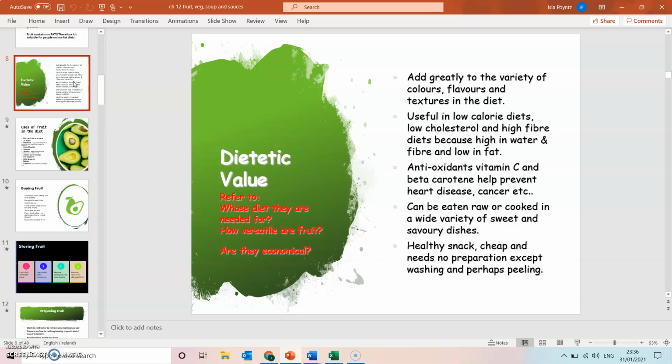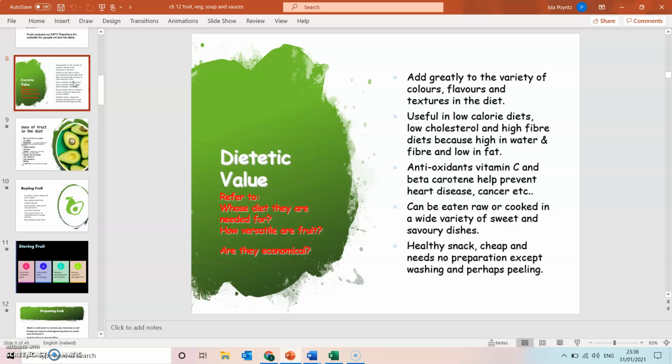So they add a great variety to the diet in terms of colour and flavour and texture. So that's versatility. That's the middle point. They're useful in low-calorie diets and low cholesterol diets and high fibre diets because they're high in water and fibre and low in fat. So that's whose diet are they recommended for. Antioxidants, vitamin C and beta-carotene help prevent heart disease. So that's whose diet as well.